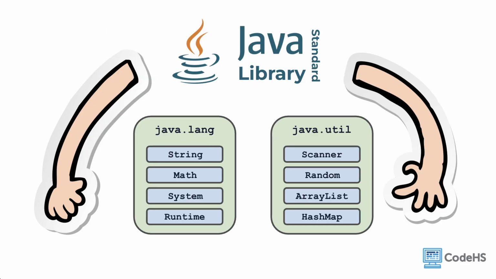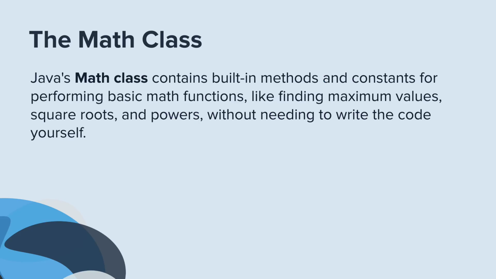Remember all of these? Here are two main packages in the library, java.lang and java.util, and some of the classes in them. In this lesson, you're going to learn more about the Math class, which is a class that is always available in your programs by default. Java's Math class contains built-in methods and constants for performing basic math functions, like finding maximum values, square roots, and powers, without needing to write the code yourself.